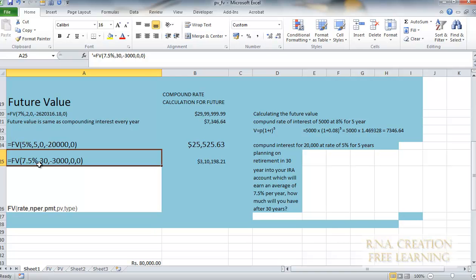Okay, 7.5% for 30 years for 3,000. Okay, and you can get this. As you will see, this is what you get.